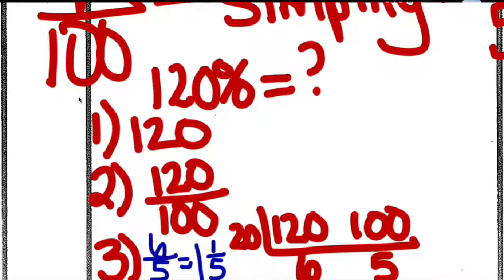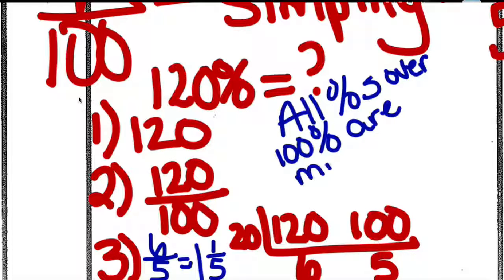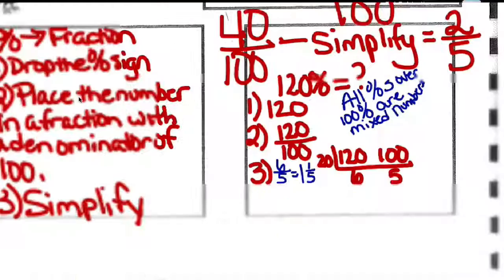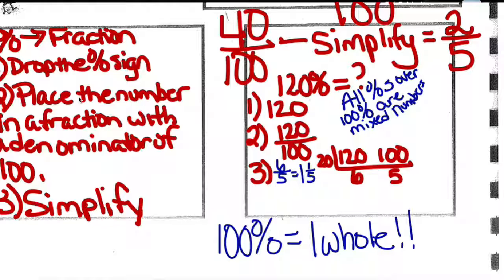Okay, so I'm going to write a note here. All percents over 100% are mixed numbers because they are greater than one whole. 100% is one whole. Let's write that too because I think it's really important. Let's write that maybe down at the bottom. Let's write 100% equals one whole. Very important fact to know. Okay, I hope you guys have these notes.